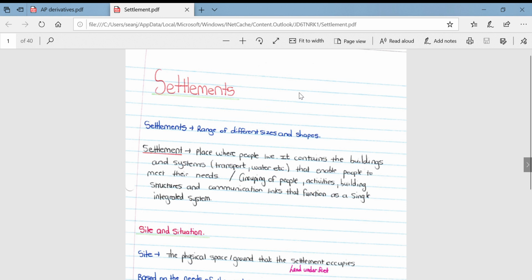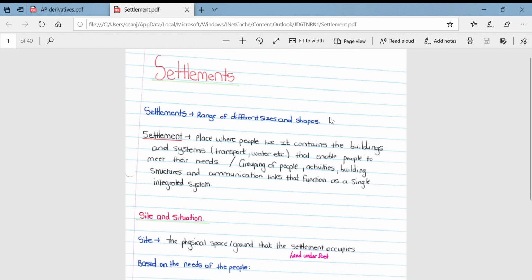This video will cover settlements, which form a key area in the geography syllabus. This video will specifically focus on an introduction to settlements, and later videos will focus on distinguishing specifically between rural and urban settlements. So when we look at settlements, what do we think about?